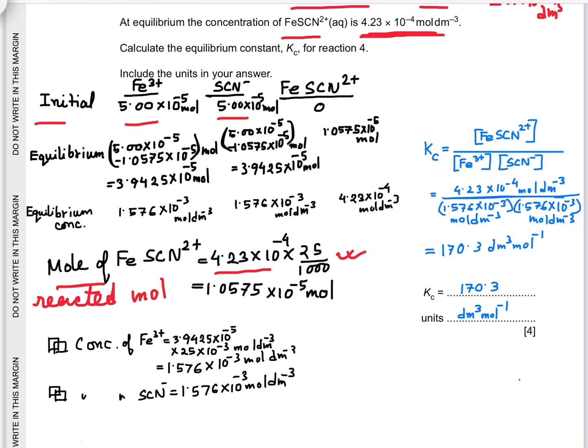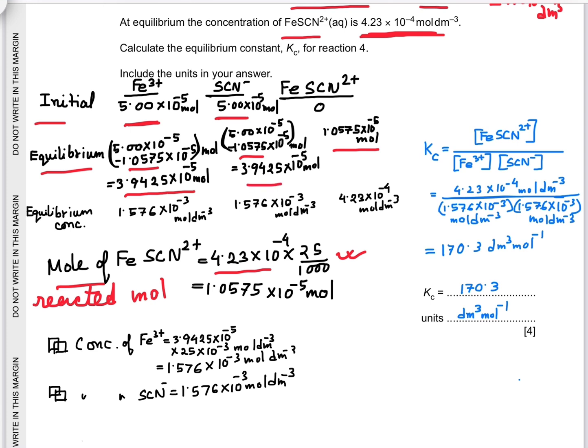So, at equilibrium, the number of mole of the product is 1.0575 × 10^-5. If we subtract this amount from the mole of Fe3+ and thiocyanate ion like this, we will get the mole of ferric and thiocyanate ion at equilibrium, which is 3.9425 × 10^-5 mole. For both it's the same.